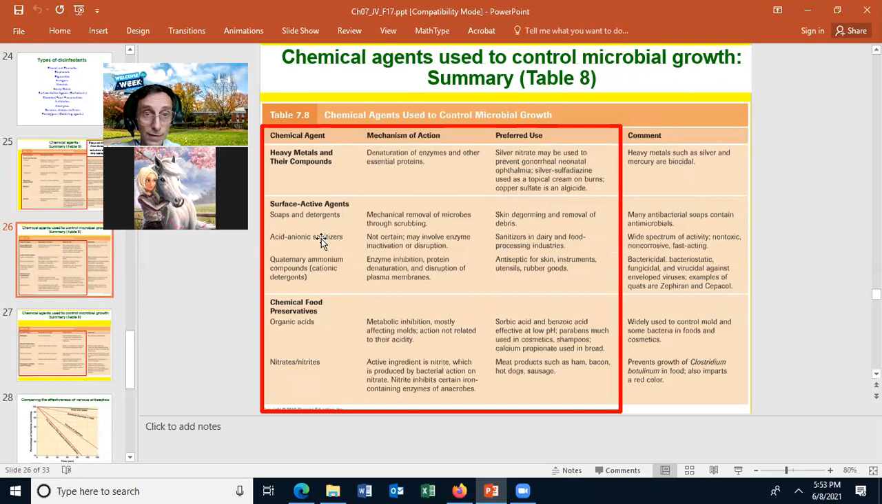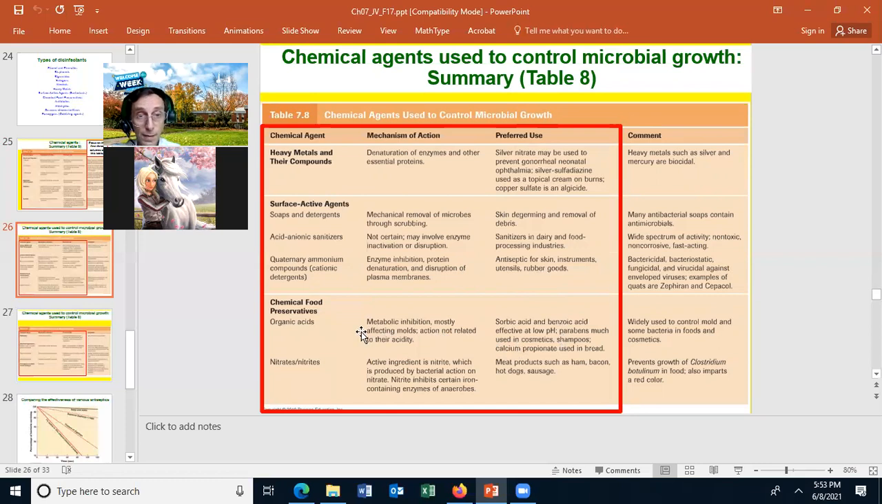Surface active agents include soaps and detergents, and some agents that you can find in the hospital. And I'm trying to remember the name of that. It's not up here. Hexadine, maybe? An antiseptic for the skin, and it's used for treating instruments, utensils, and rubber goods.